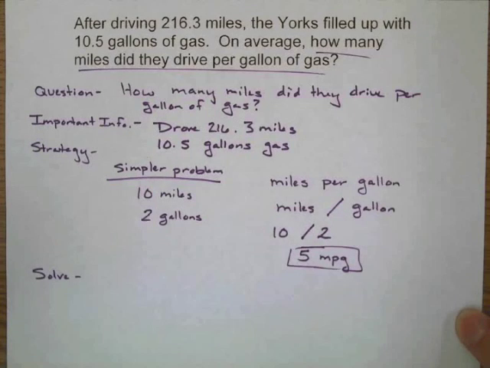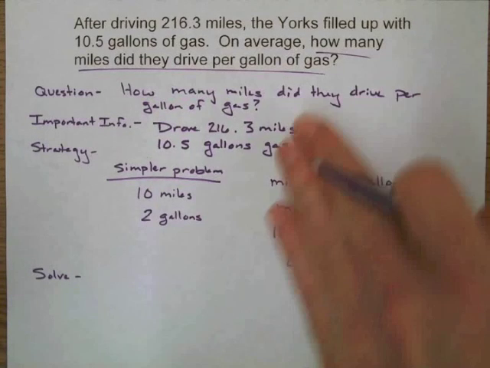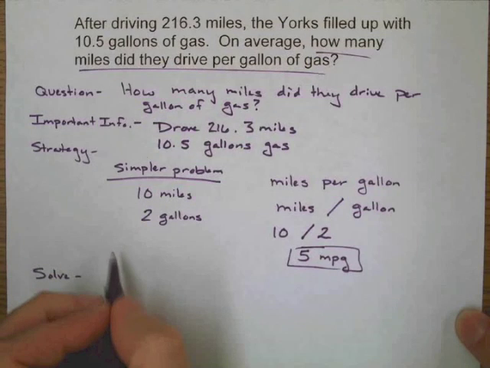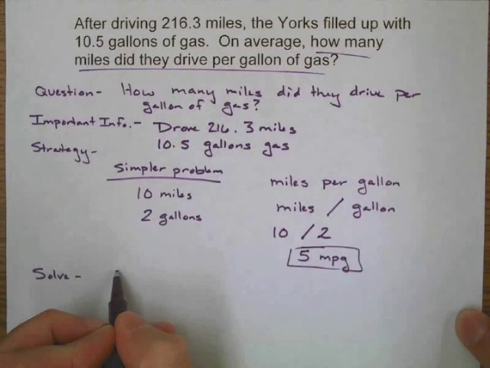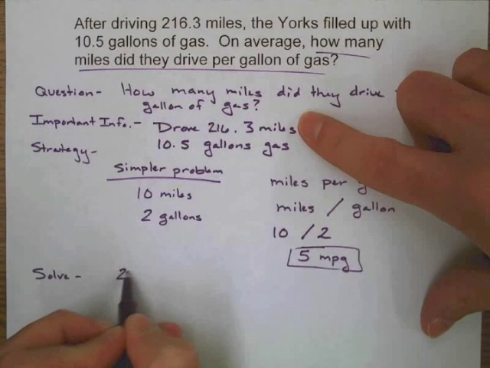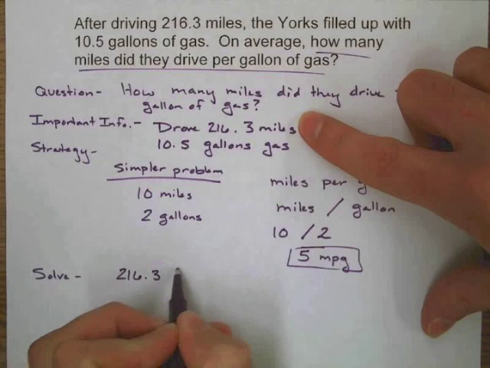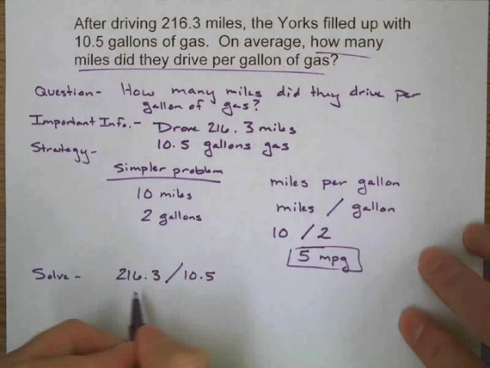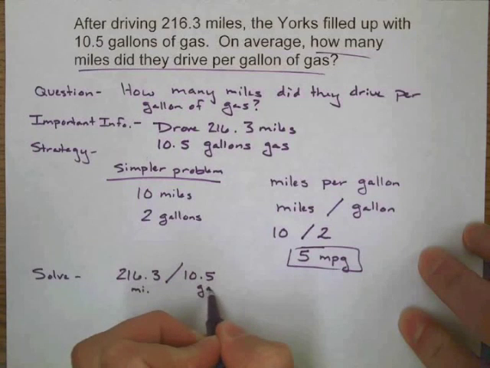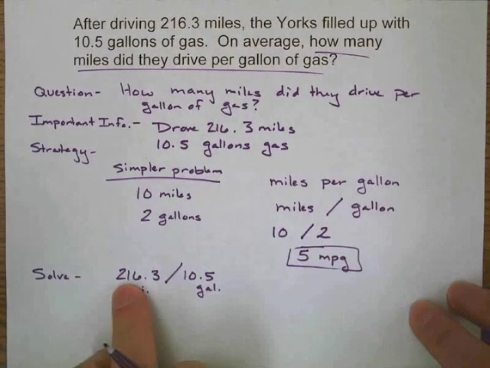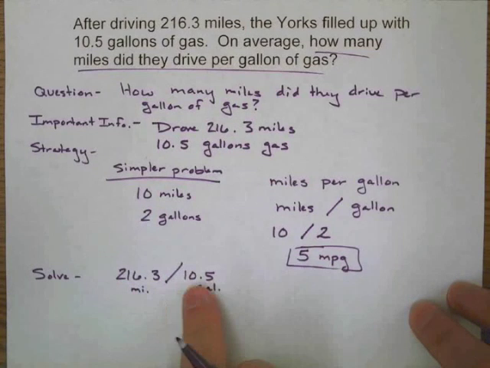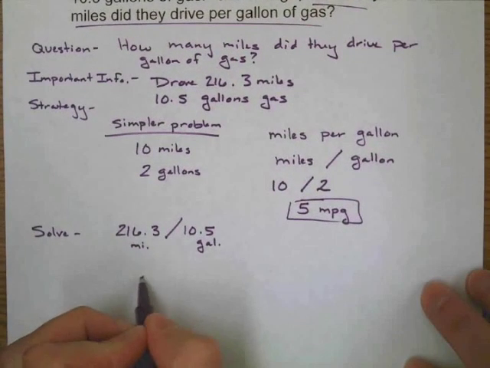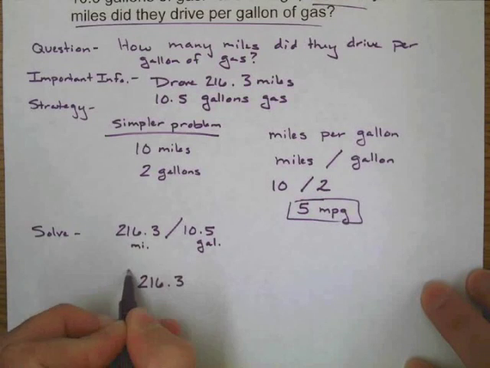Now, if I can solve that problem, then I can figure out this problem because I'm still finding out miles per gallon. So if I take miles per gallon again, I'm going to say they drove 216 and 3/10 miles per 10 and 5/10 gallons of gas. Here's my miles, here's my gallons. So again, I have 216 and 3/10 divided by 10 and 5/10, so that I can set up like this.